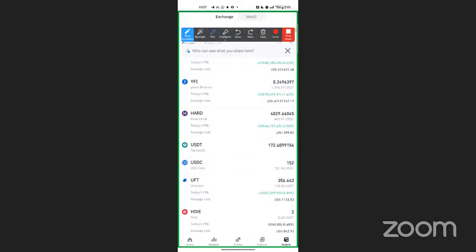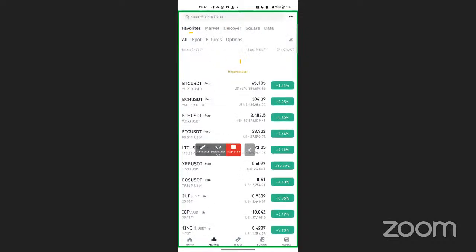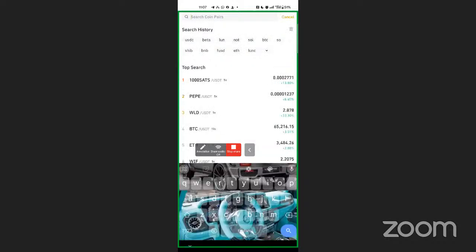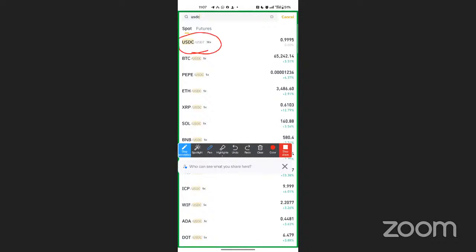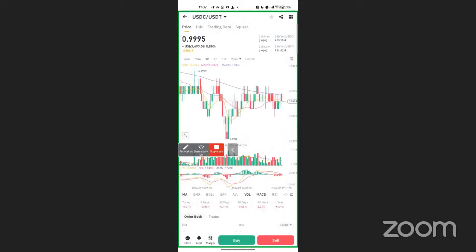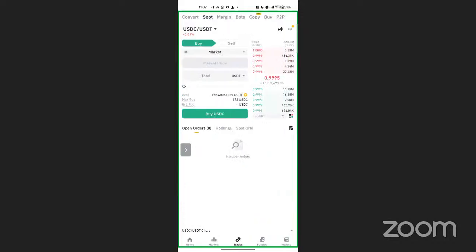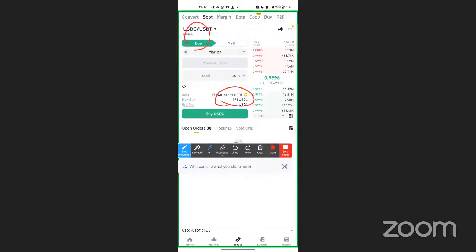Come down here to markets. Write in the pair above here on search, USDC. Different pairs will come. Put your focus on USDC/USDT. You have this, you want this. Tap on it. Come and tap on buy. You want to buy USDC, you have USDT.